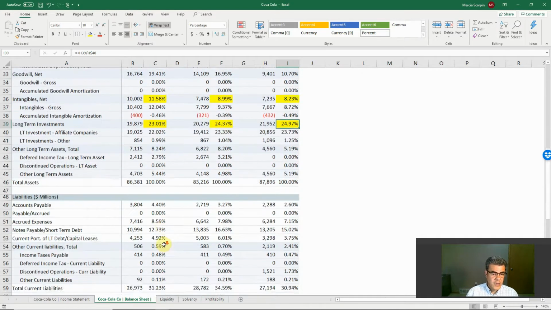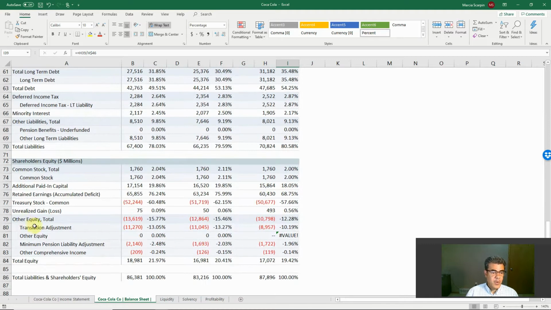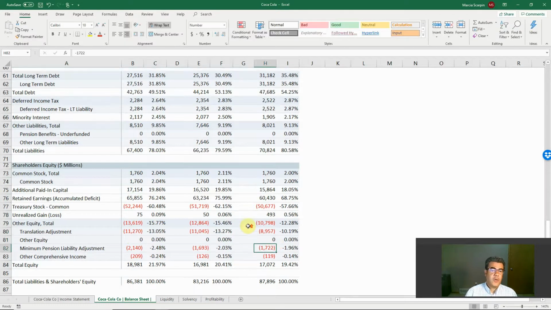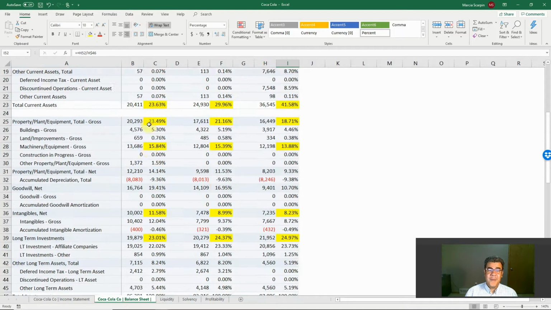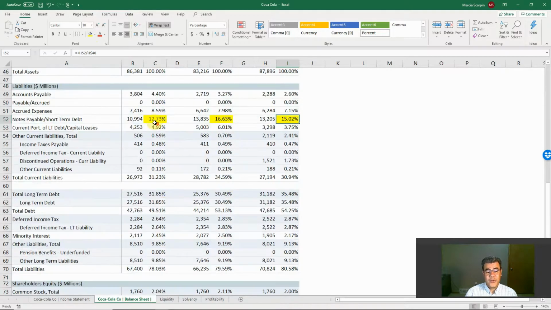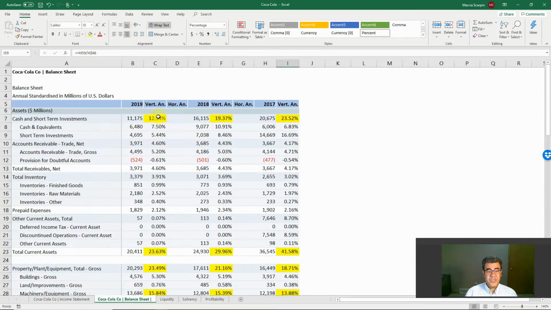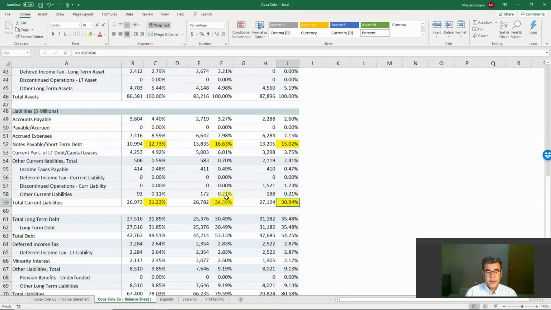And we can check it here on the equity about the translation adjustment. That is the adjustment for translating numbers from other countries to the US value here. Okay. So liabilities, what are they? Huge liabilities. Notes payable, short-term debt, a lot of short-term debt here. So this number of cash is not so large anymore because they have a lot of current liabilities. So here now, our very good number about cash, it is not so good anymore.